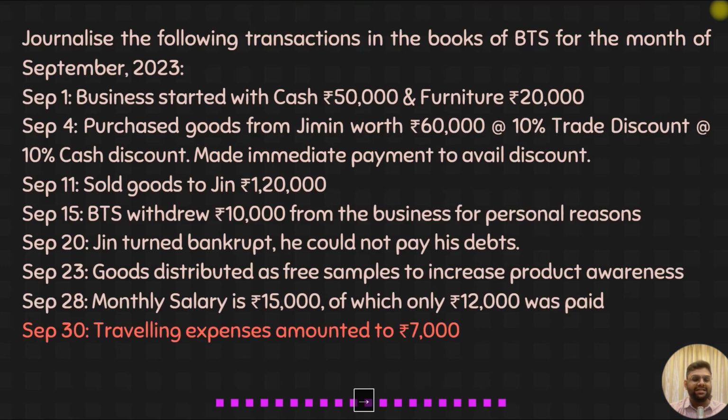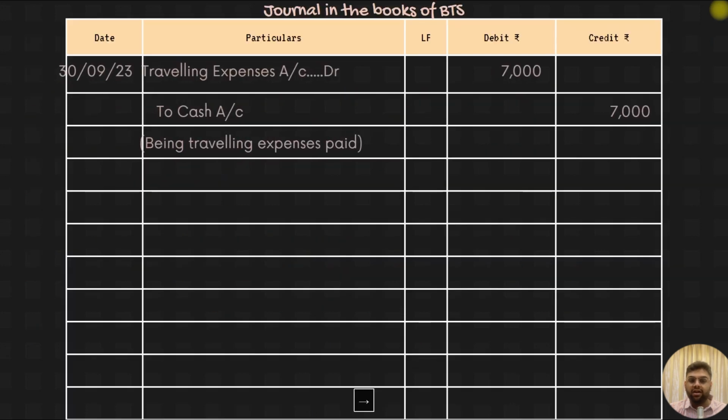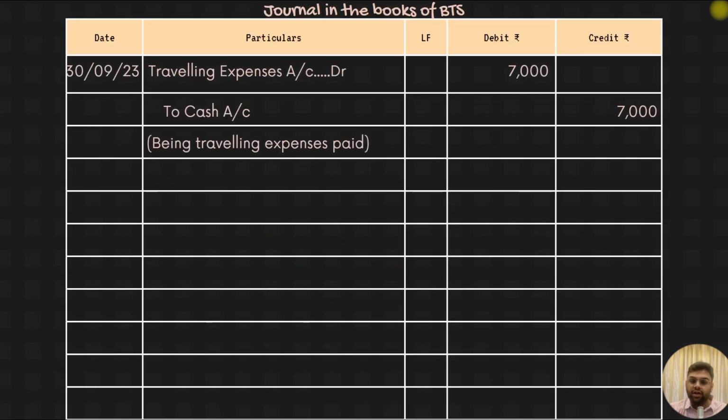Last transaction. September 30. Traveling expenses amounted to rupees 7,000. The journal entry looks like this. Traveling expenses account debit to cash account, being traveling expenses paid. Traveling expenses will be debited because debit all expenses and losses, or expense increase is debit. Cash will be credited because credit what goes out or asset decrease is credit.